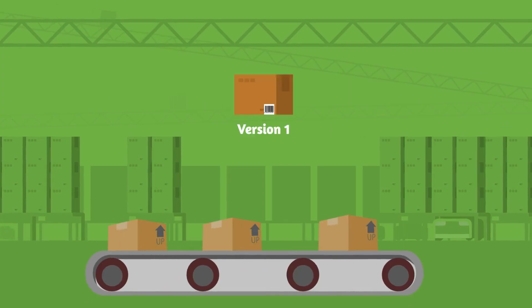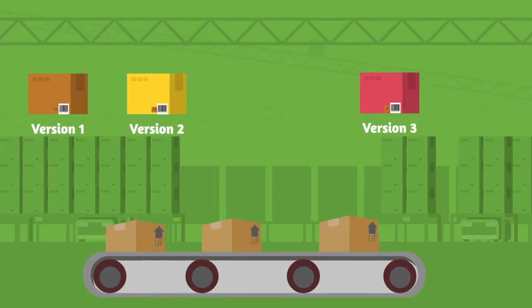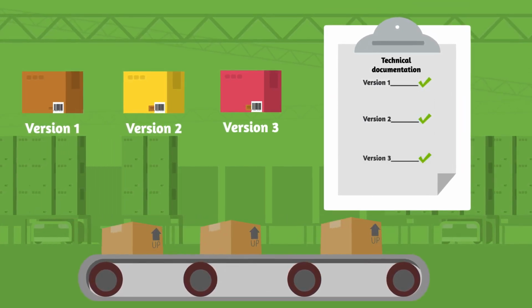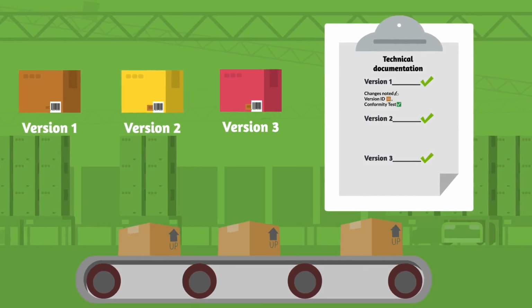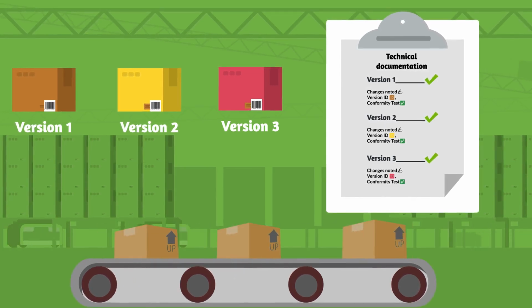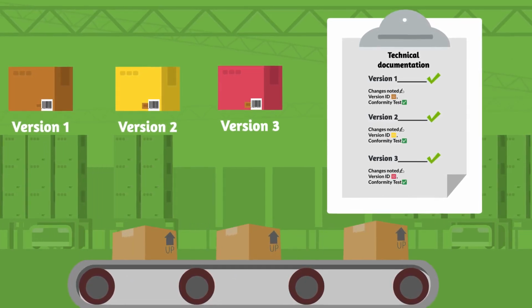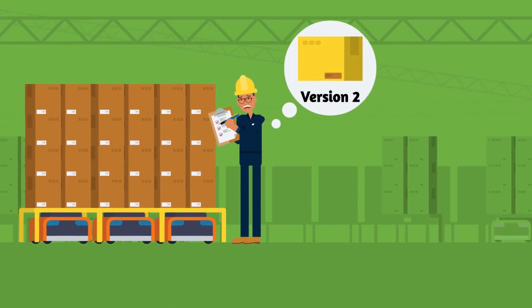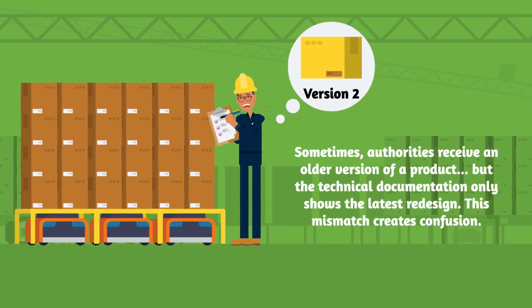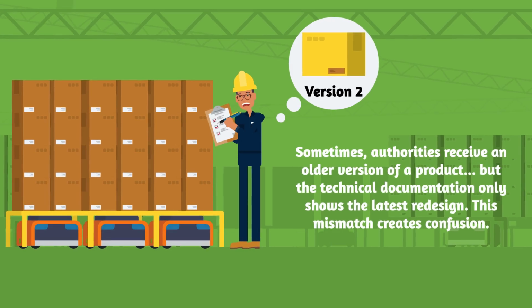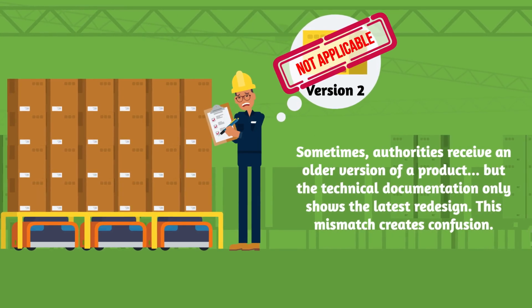In the case where a product has been subject to redesigns and reassessments of the conformity, the technical documentation must reflect all versions of the product, describing the changes made, how the various versions of the product can be identified, and information on the various conformity assessments. This is to avoid situations where, during the whole life of a product, a market surveillance authority is faced with previous versions of the product for which the version of the technical documentation presented is not applicable.